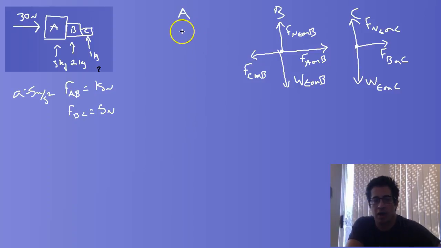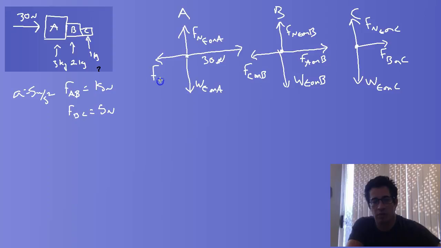And then finally for block A, we have the normal force from the earth on A. We have the weight from the earth on A. Then we have this push this way, the 30 Newton force. And then back this way we have the force from block B on A, right? So A is getting pushed that way. It feels block B pushing back against it. Okay, and so I want to highlight some things.